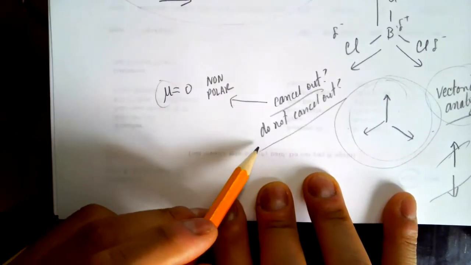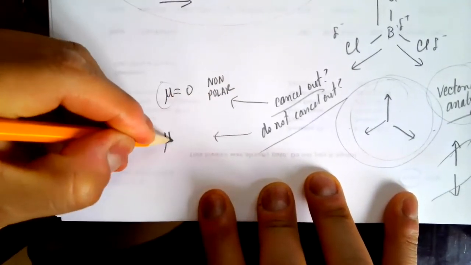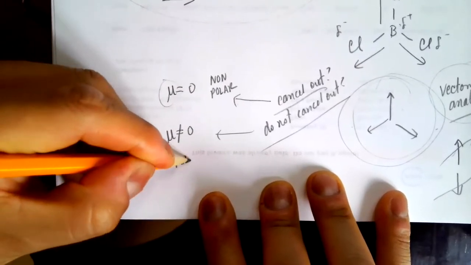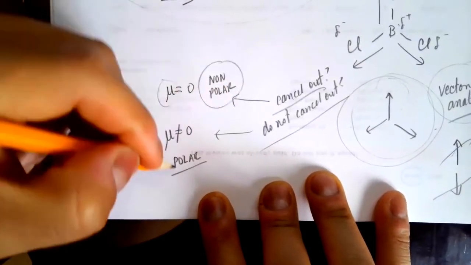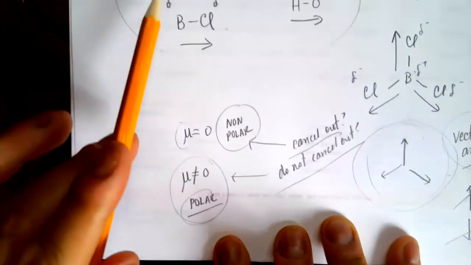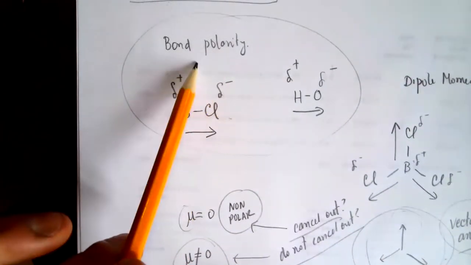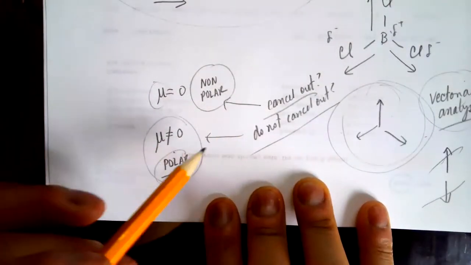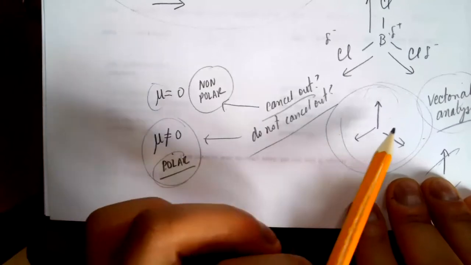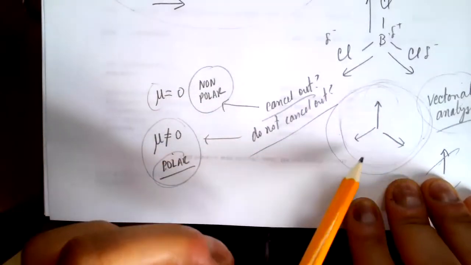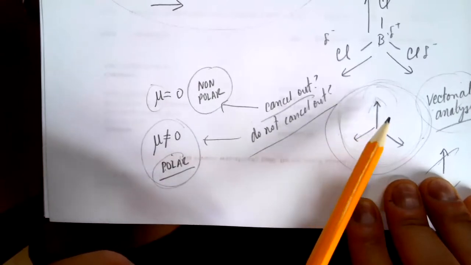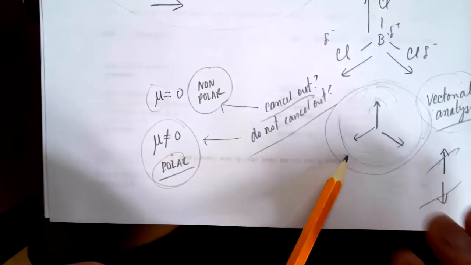What happens if they do not cancel out? Then we say that the dipole moment is different from 0. That means that the molecule is polar. Okay? It's different saying that the bond is polar versus the molecule is polar. If you say that the molecule is polar, the assumption is that you have done a vectorial analysis to see if the internal polarities cancel out, right?